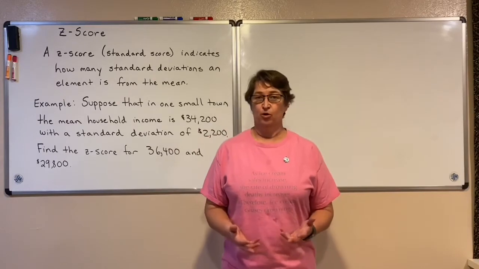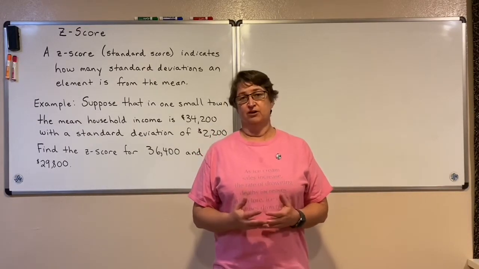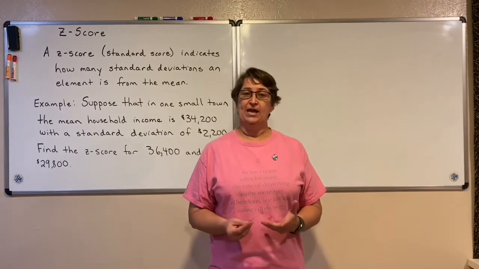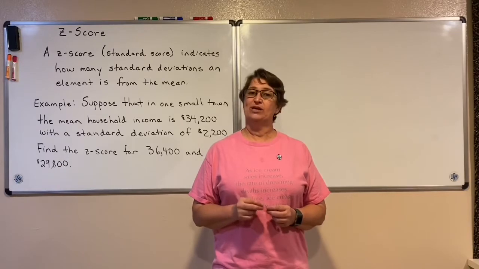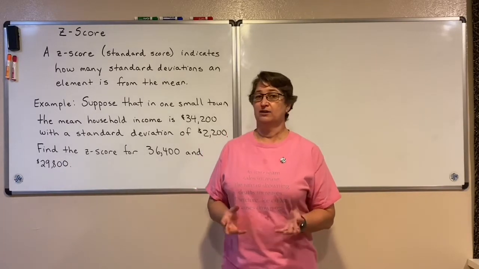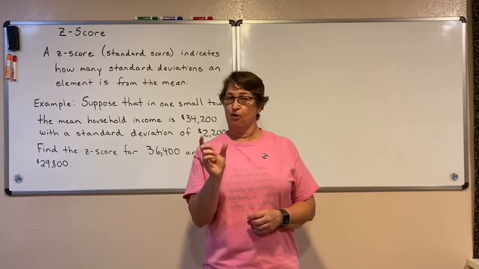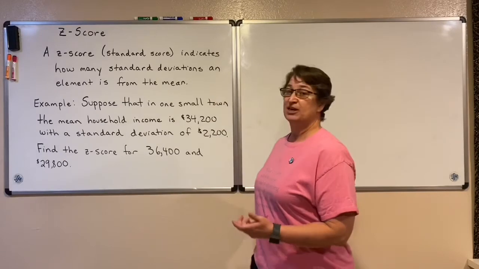The z-score, sometimes called the standard score, just tells us how far away, or how many standard deviations, a data point is from the mean. So that's all it does, is tell us how far away from the mean a specific data point is. Let me give you an example.